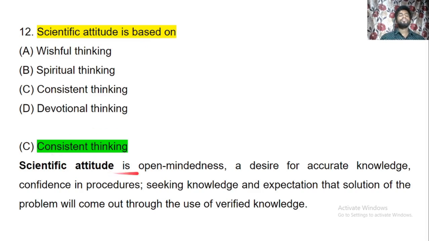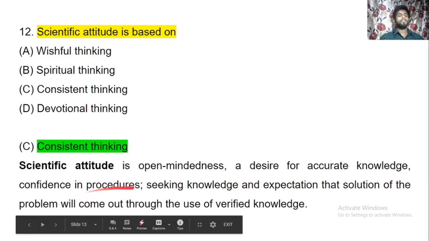The next question, scientific attitude is based on consistent thinking. Yes, scientific attitude is open-mindedness, a desire for accurate knowledge, confidence in procedures, seeking knowledge, and expectations that the solution of the problem will come out through the use of verified knowledge. So consistent thinking is the scientific attitude, and once it is scientific attitude, then there should be verified knowledge. That knowledge should come by verification only.